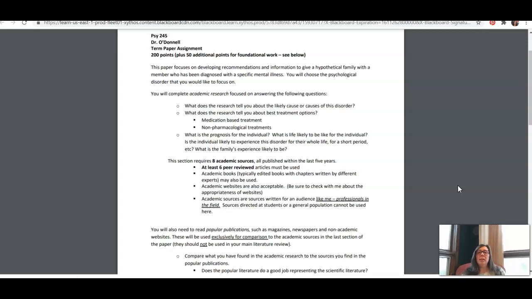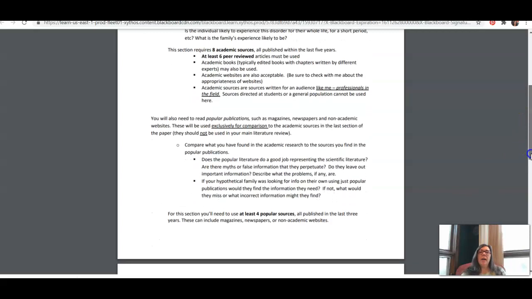What does the research tell you about the best treatment options? And you should try to include here both medication-based treatment and non-medication-based treatment if that's relevant to your disorder, and it is relevant to most disorders. And then what is the prognosis? What is the expected outcome? What is life likely to be like for this person? And also what is life likely to be like for the family of this person? What's the family experience likely to be? Right, so 3 main sections that you're speaking to with your research.